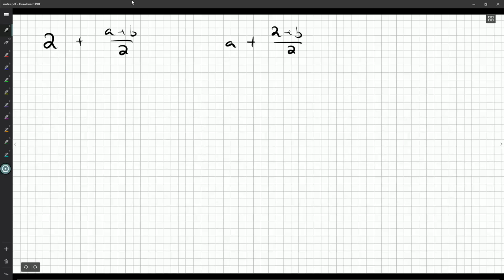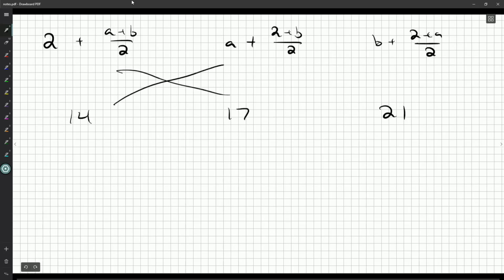All right, so, well, what can we do? So 2 is added to the average of our other 2 numbers. A is added to the average of the other 2 numbers. And B is added to the average of the other 2 numbers. So I know these match up with 14, 17, and 21, but I need to explain which ones they match up to. Is this one 14? Is this one 17?